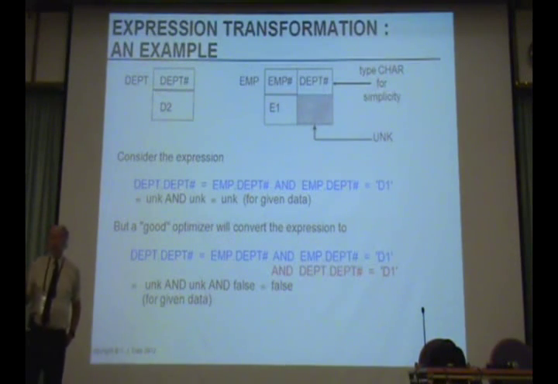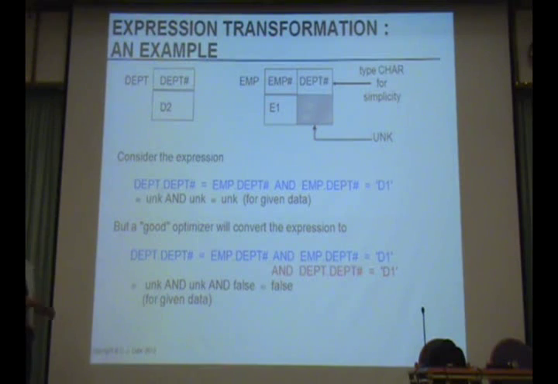I have a concrete example to illustrate this point. Suppose we have a totally trivial little database, departments and employees. We have just one department, department two, just one employee, employee one, with the department of employee one, we don't know what it is. It's uppercase. I'm trying to indicate that by shading the slot, because it's not a value, remember, it's a marker on the slot.